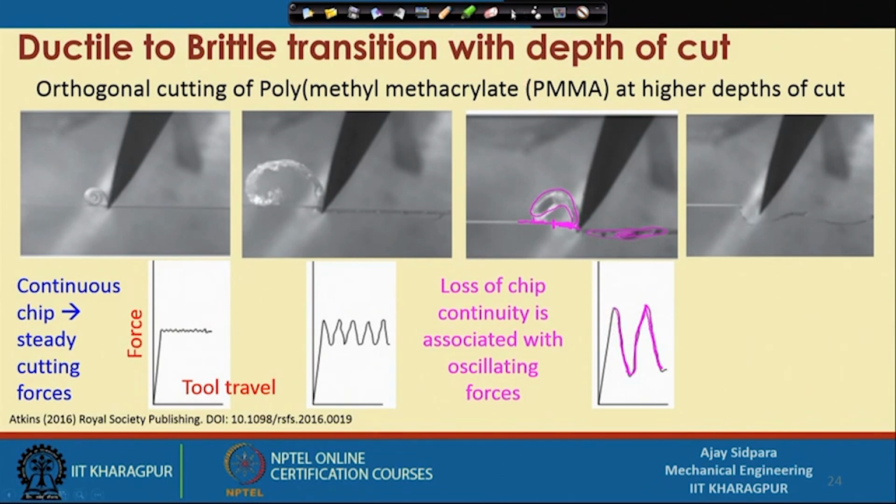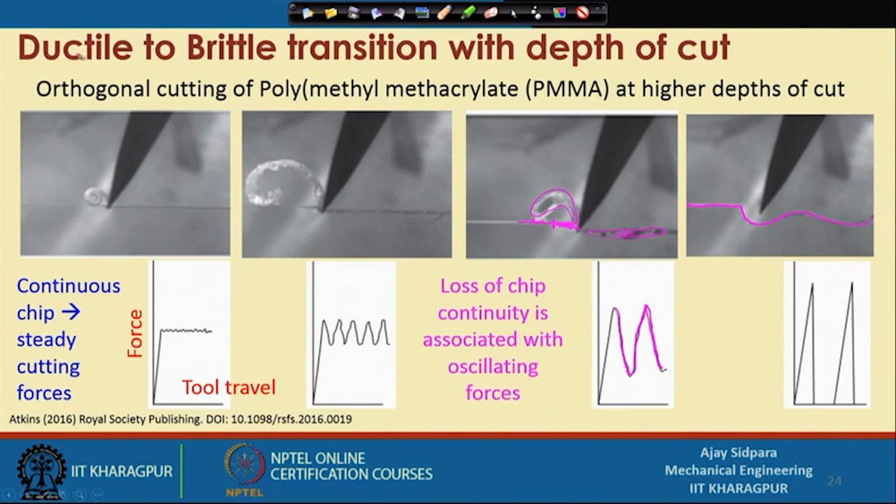Now let us move to the next slide, the next topic. Here we have seen that there are many different things compared to the first three. The first thing is that the tool is not in full contact. This is the surface of the workpiece which is machined, and the chip is also not visible, because it is a pure fracture now; it is not removing as a ductile material.